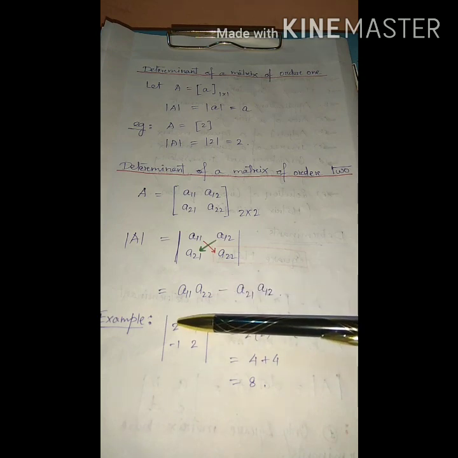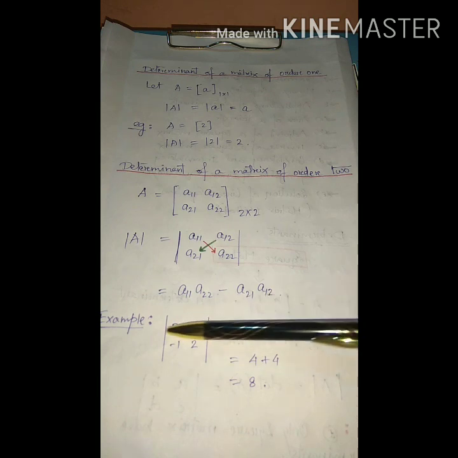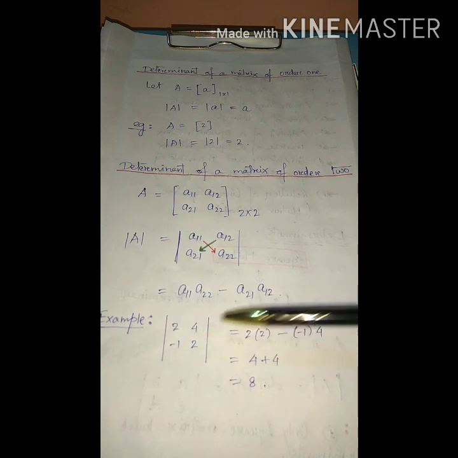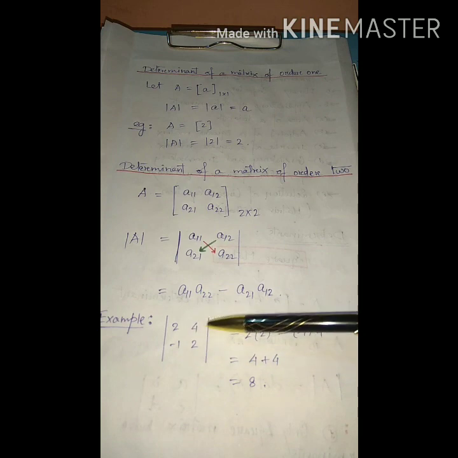So here the first row, first column is 2, so 2 into 2 minus, according to the formula minus comes, then minus 1 into 4. So ultimately the value is what? 8. I think all of you understood this. Is it clear? Okay.